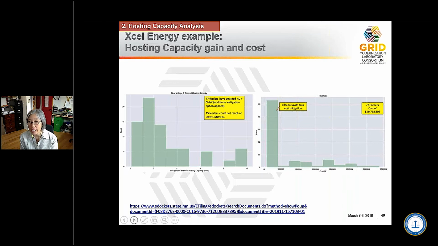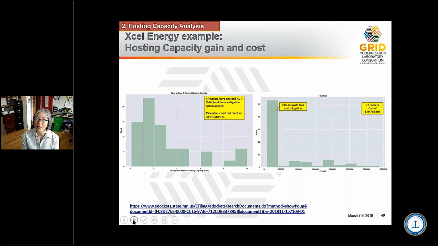And what was the cost? The right-hand chart is showing the cost. So there were no zero cost feeders, but they were able to do a significant number of feeders for under, I forget what this is, $300,000.